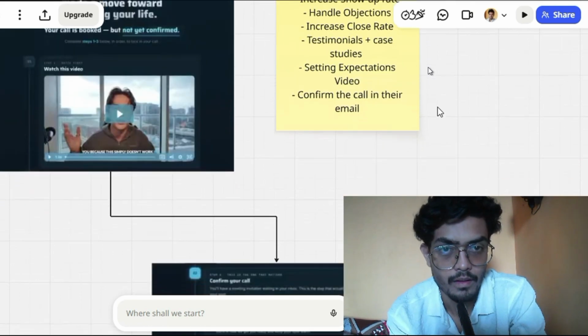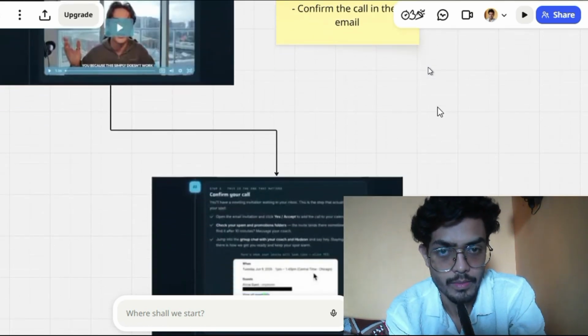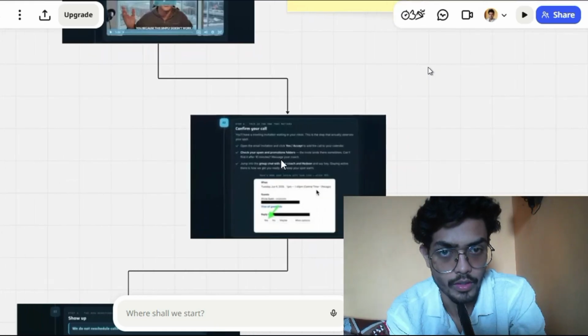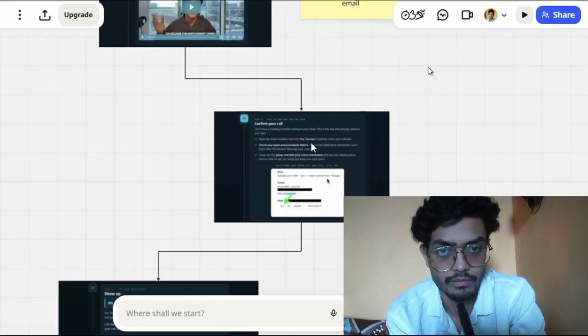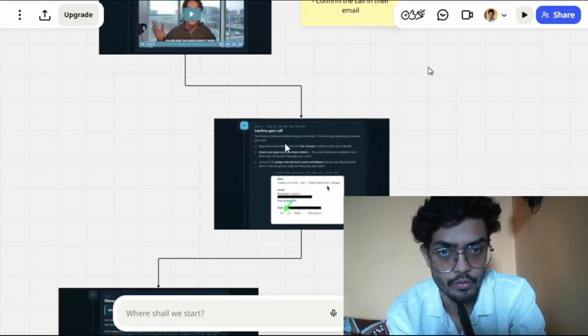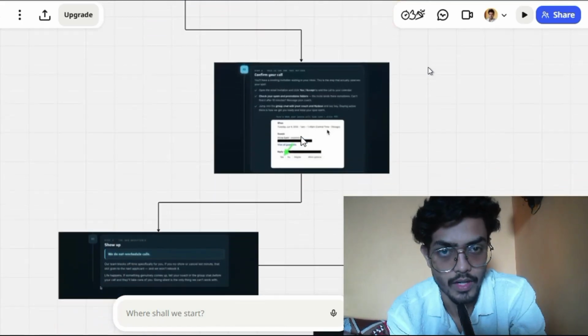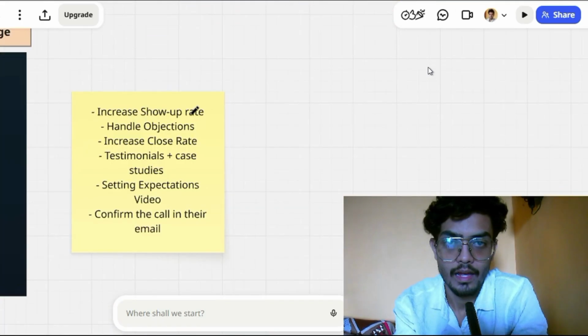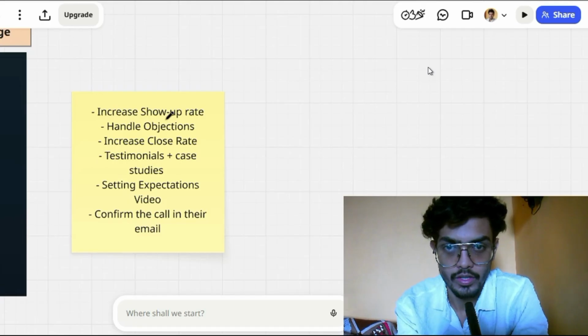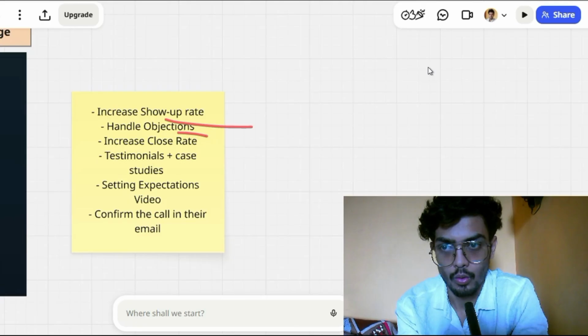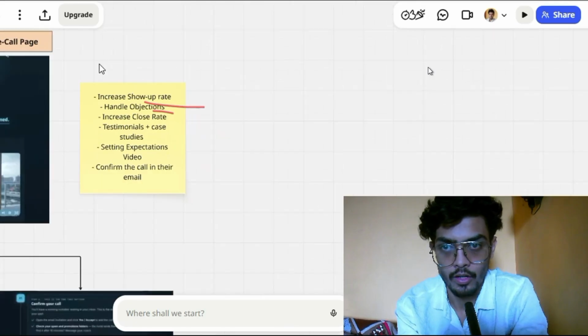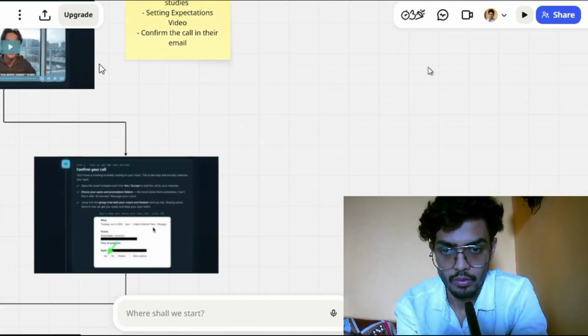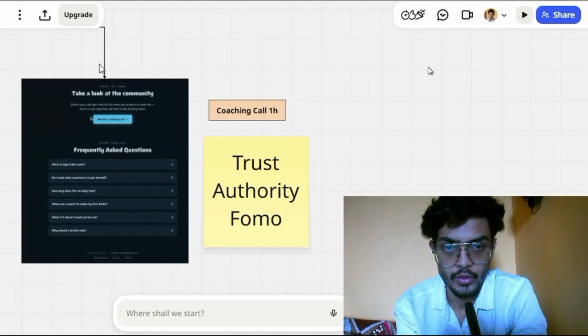And here is basically confirming your call through email. So below this, there will be written confirming your call, so that people who fill the form can confirm the call. The entire purpose of this thank you page is to increase the show up rate on the call, to handle objections. So how this particular page handles objections is when you go down below, there's an FAQ section, which again gives a lot of trust, authority, and FOMO as well.